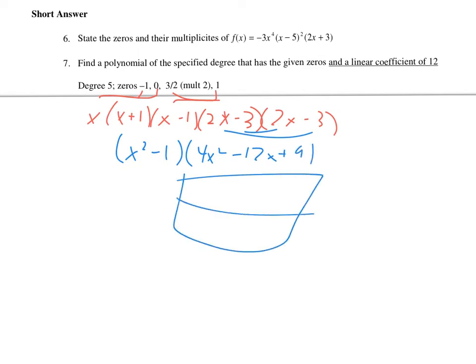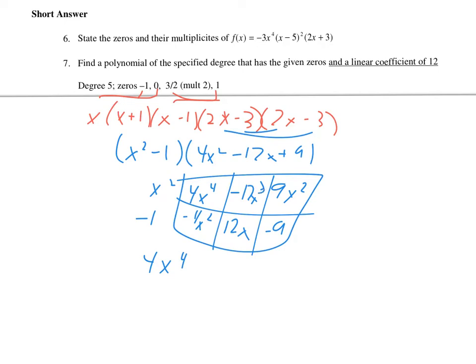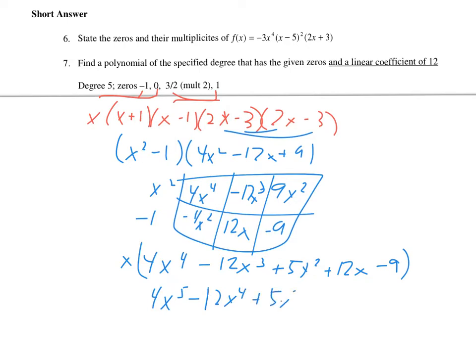And then now I'm going to multiply these two together. I'll distribute the x last. You could do that earlier, but I like to do it last. All right, so then we get 4x to the 4th. Oh, that's my only third power right there. So minus 12x to the 3rd plus 5x squared plus 12x minus 9. And, oh, now I need to multiply the x that I had out front. So that'll become 4x to the 5th minus 12x to the 4th plus 5x to the 3rd, plus 12x squared, and then minus 9x.